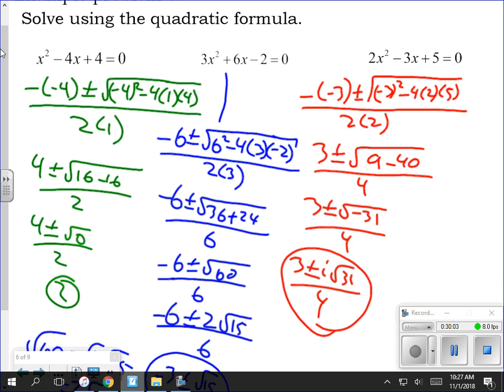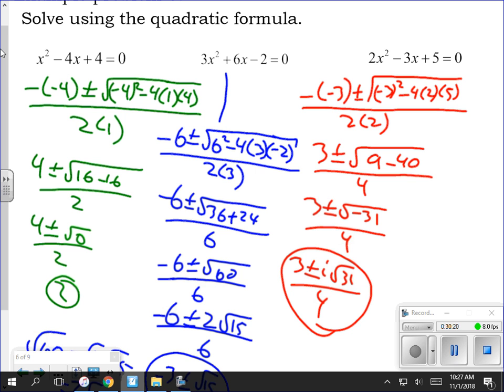Questions? When you're doing the quadratic formula, plug the numbers in and work it out. Yes, it requires a lot of work. Don't care. It will work every time, even if it's imaginary answers.